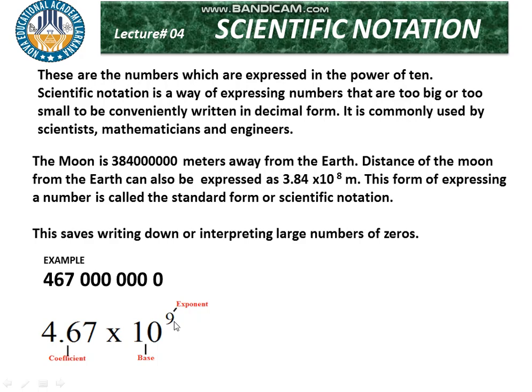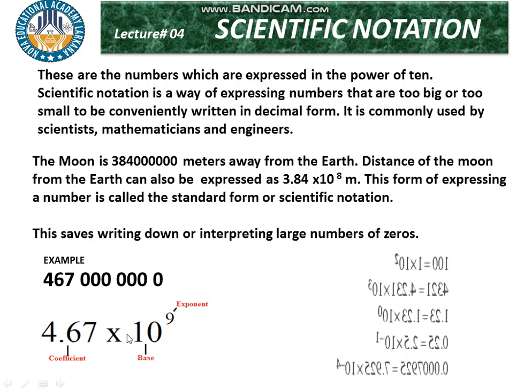Now one thing keep in mind, there is just one difference between scientific notation and standard form. Let's say if I want to place this point between 6 and 7, then it will be 46.7 into 10 power 8. Now this 46.7 is not a standard form, because the standard form requires that your coefficient must be from 1 to 9. It must not be 10, and it must not be less than 1, meaning 0.1.